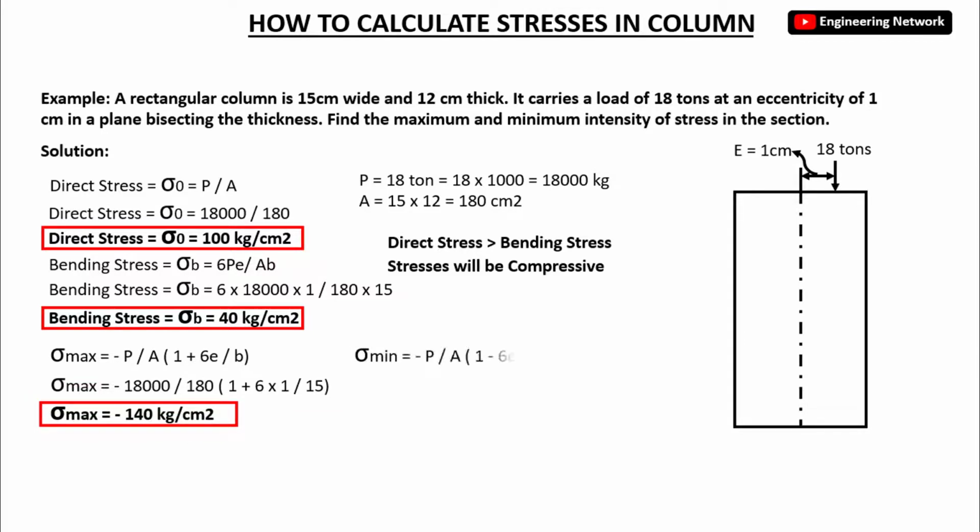Similarly, sigma minimum is equal to minus P by A into 1 minus 6E divided by B. So sigma minimum is equal to minus 18,000 divided by 180 into 1 minus 6 into 1 divided by 15. And after solving it, sigma minimum will become minus 60 kg per centimeter square, right? Now here both maximum and minimum stresses in the section are negative, which indicates that both stresses are in compression.